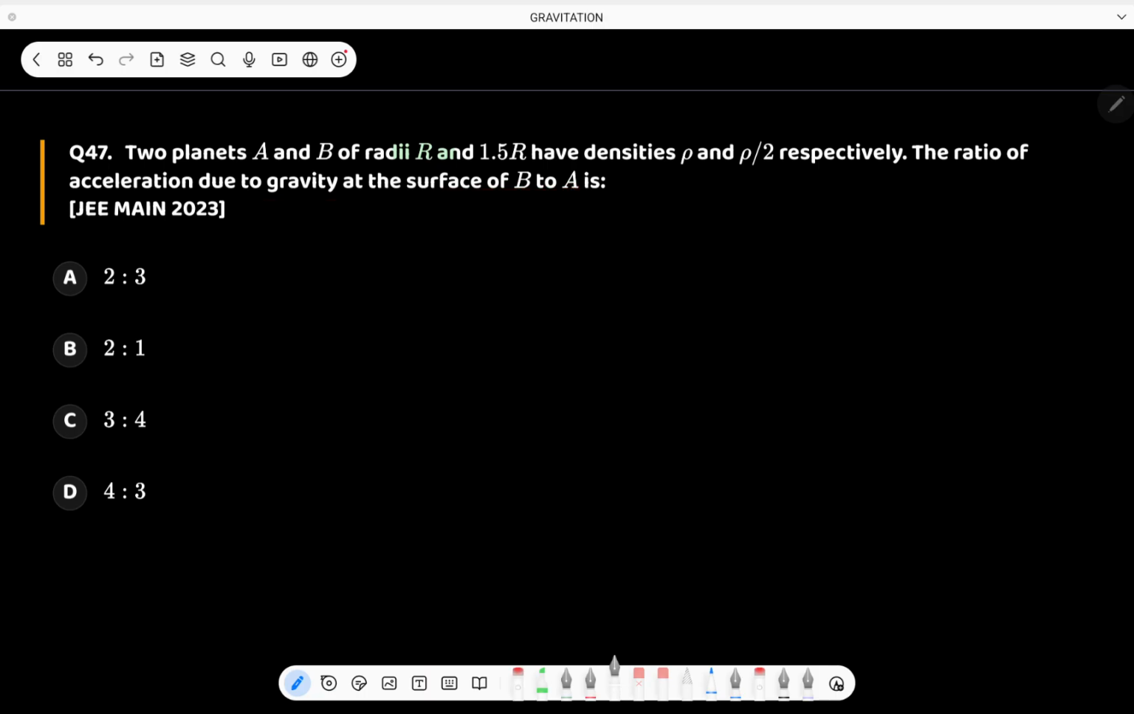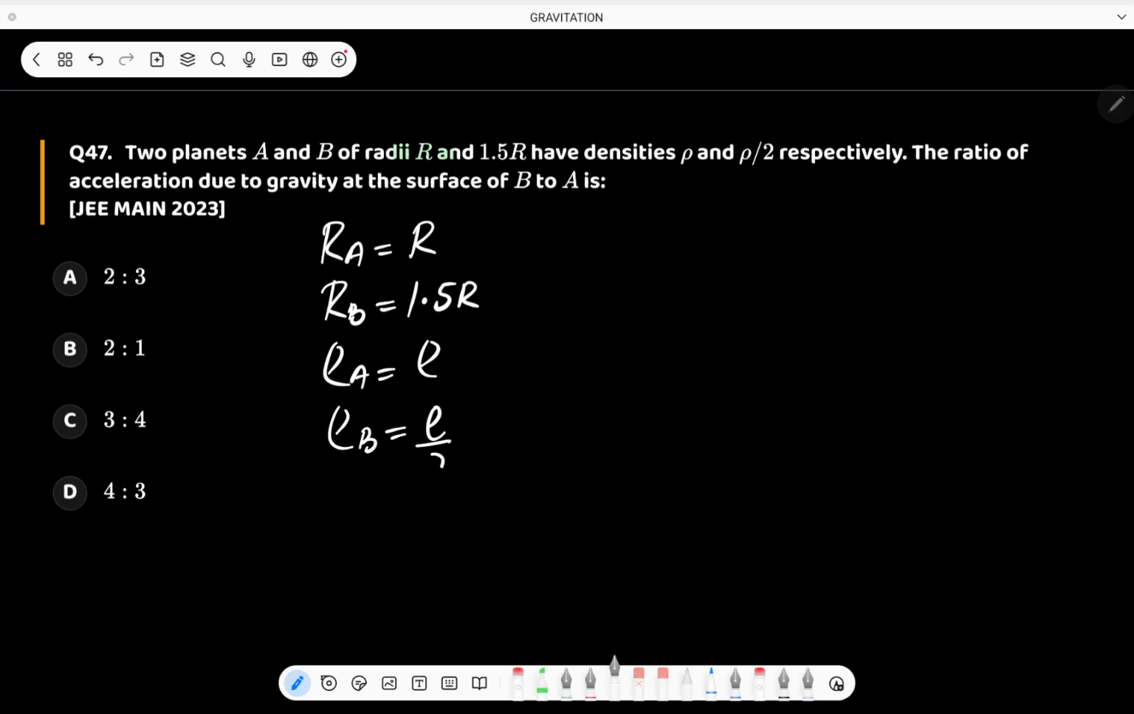Have a look. What is given is that the radius of the planet A is r. The radius of the planet B is 1.5 r. Great, perfect. Density of the planet A is equal to rho. Density of the planet B is equal to rho divided by 2. Okay. Now we will have to calculate acceleration due to gravity, that is GB is to GA. This is what we are supposed to calculate. Okay. So easily we can do it.